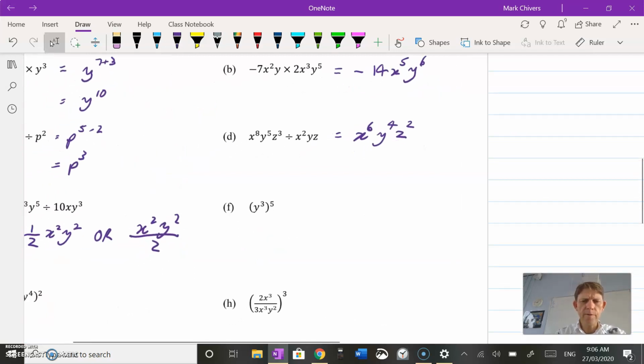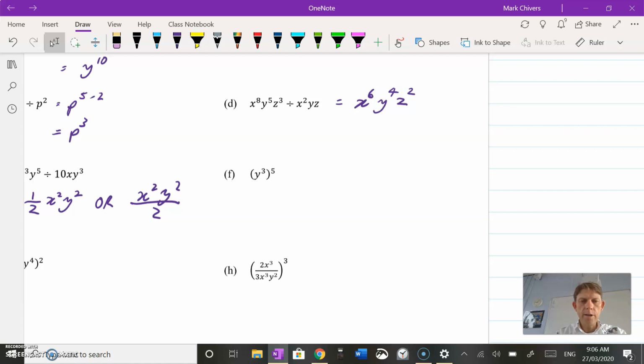So our first example of the power to the power rule, here we've got y to the power of 3, then raised to a further power of 5. So this is going to be y to the power of 3 times 5. So that'll be y to the power of 15.